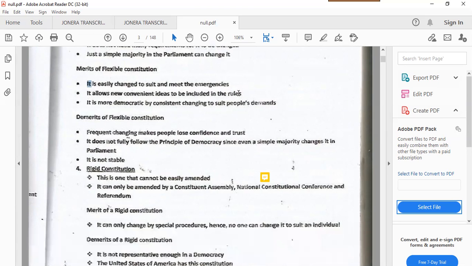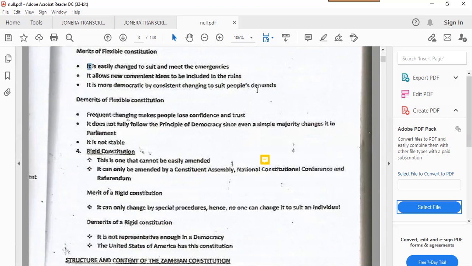Okay. So what are the merits of a flexible constitution? Remember, merits are desirable qualities or advantages. One, it is easily changed to suit and meet emergencies. There is famine in a country. Let's have a state of emergency so that we can have some sort of foreign aid. It can easily be changed to suit the needs and emergencies. Also, it allows new convenient ideas to be included in the rules. For example, why are women not allowed to drive in Islamic countries? If Islamic countries had a flexible constitution, such bad rules affecting human rights could be easily changed. So it's one of the good advantages of a flexible constitution.